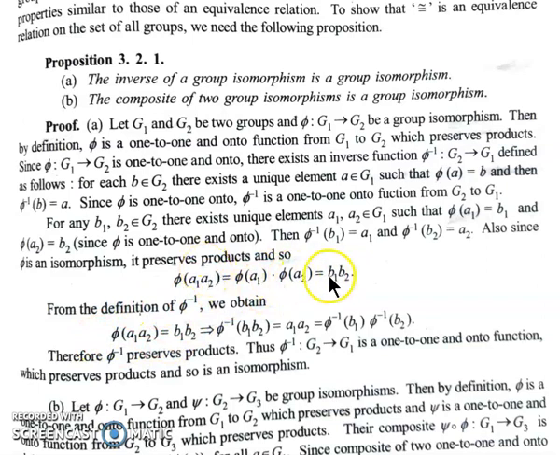So from here we can say that B1 B2 is equal to phi of A1 A2. So A1 A2 is equal to phi inverse of B1 B2. Applying phi inverse on both sides of this equation, we reach this step: phi inverse of B1 B2 is equal to A1 A2, which is equal to phi inverse of B1 into phi inverse of B2. So what we got is that phi inverse preserves the products. Therefore, phi inverse is an isomorphism.